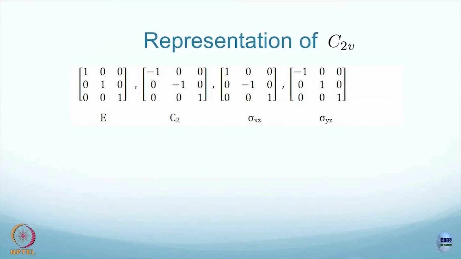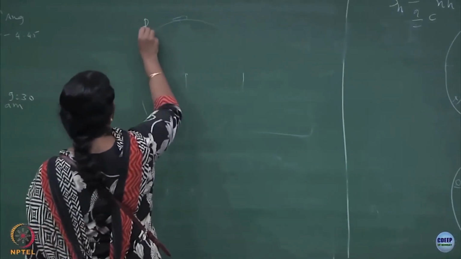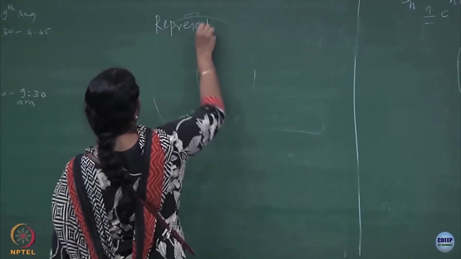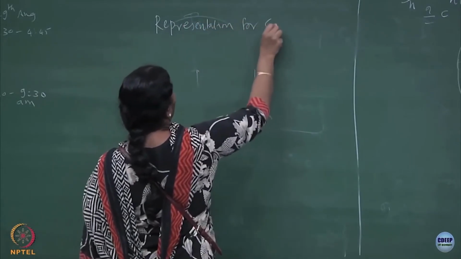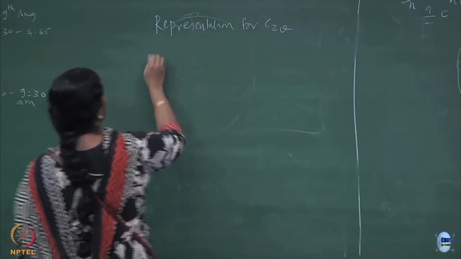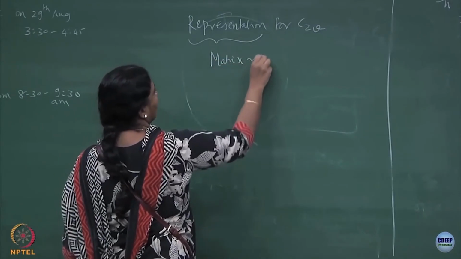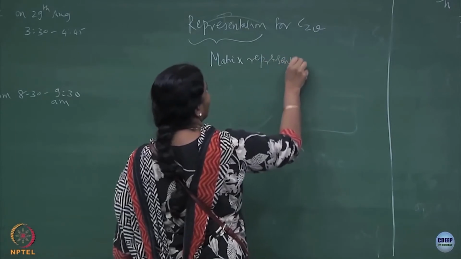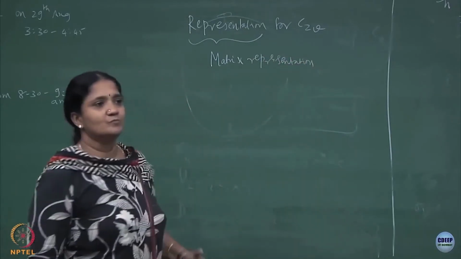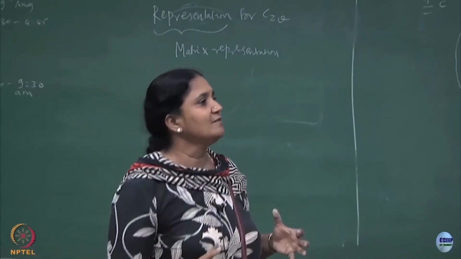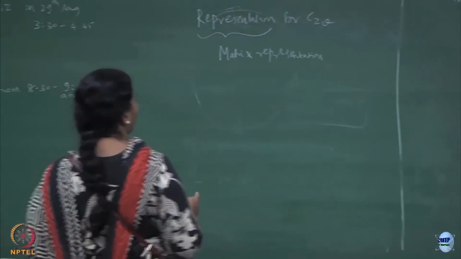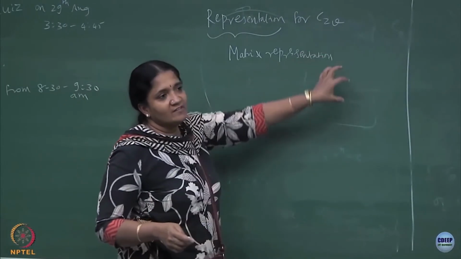For C2V you can write a multiplication table. The same multiplication table will be satisfied by the matrices, right. So, we give a representation. Specially the representation which we are going to look at is matrix representation, because one is that we can do the composition, the group operation, as multiplication, and you also know how you can operate it on vector spaces.